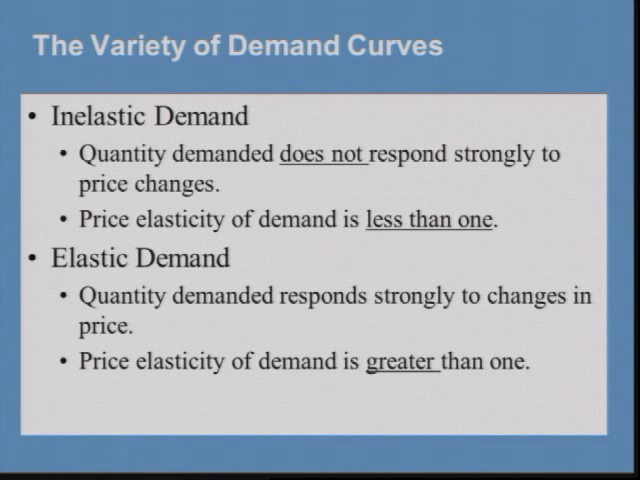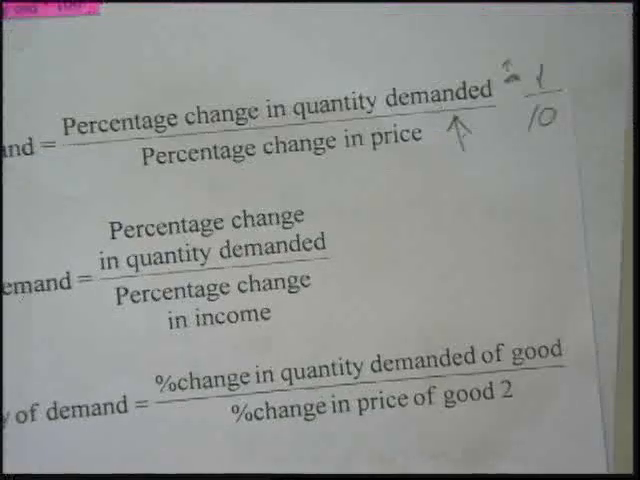$2. Netflix. Redbox. Right? You would respond. Your demand for movie tickets at the movie theater would be very, what we call, elastic. And so now the price elasticity of demand is going to be greater than 1. Okay, let's think about that in terms of our formula here.